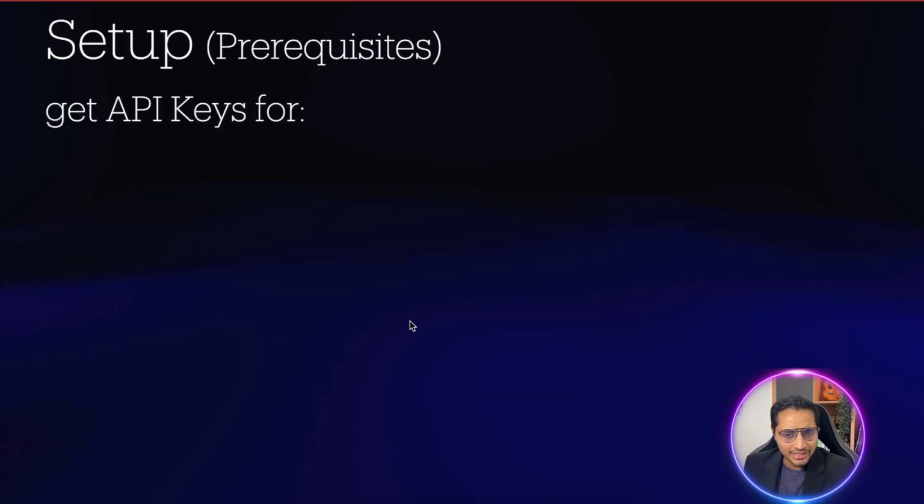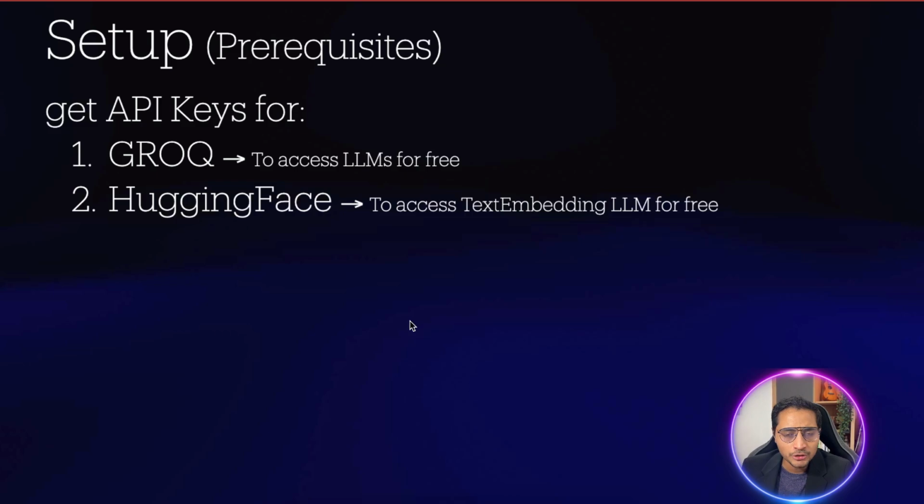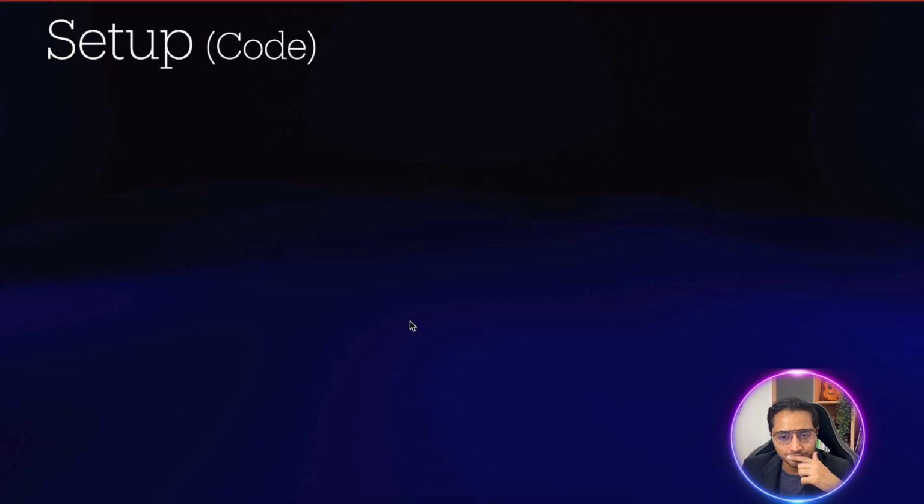Before you get started, you need to get access to 3 systems, or you need to get 3 API keys. The first is the GROQ portal, where you can basically access the LLMs for free. You can also use HuggingFace. To give an example, I have used a text embedding model from HuggingFace. And I've also used Supabase, where I have stored vector embeddings for free. And these are the vector embeddings which the AI bot will then use as RAG.